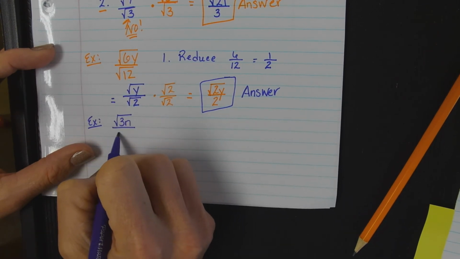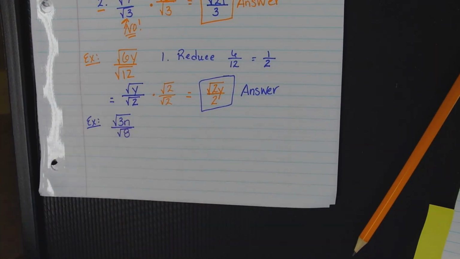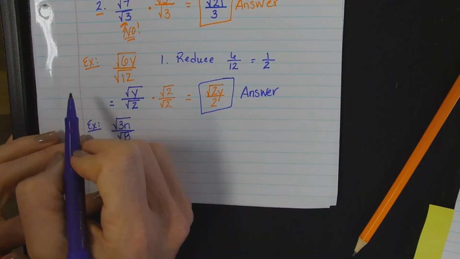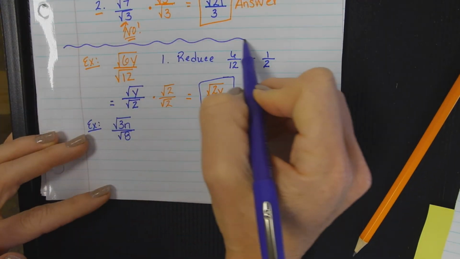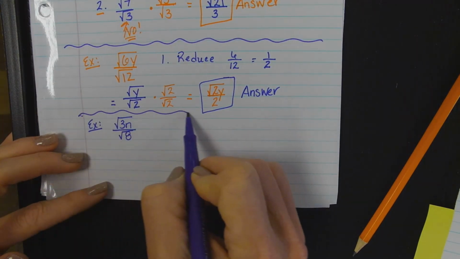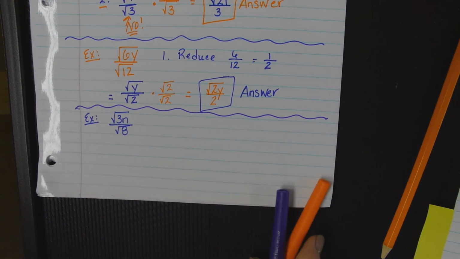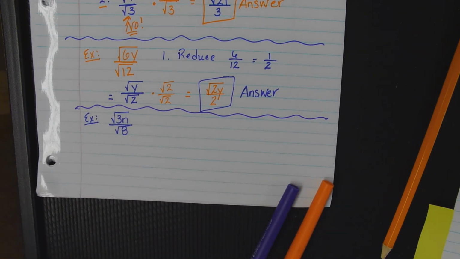Actually, do this one by yourself. Step number 1 is to reduce the fraction. You cannot reduce 3 over 8. Okay, so you cannot have the radical, square root of 8, on the denominator.